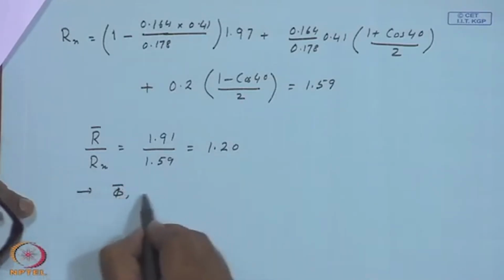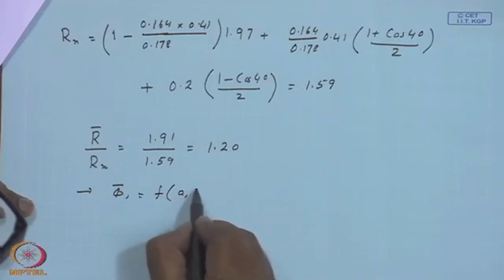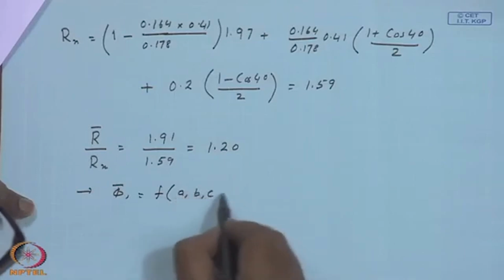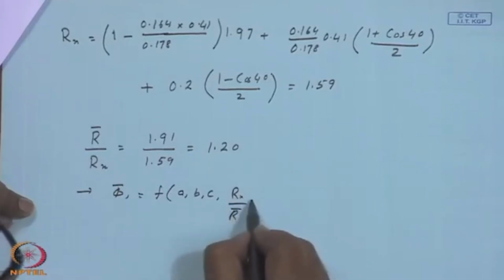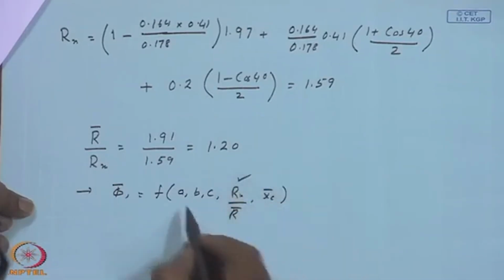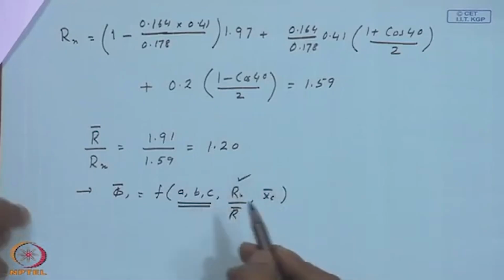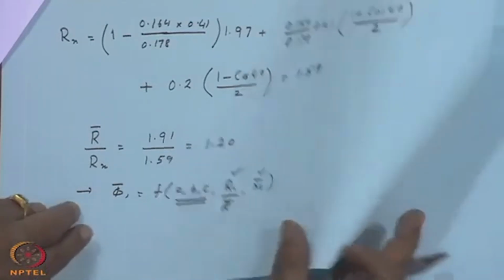In addition to, is a function of course, that A, B, C, and then R n by R bar or R bar by R n, does not matter, and X c bar. So, this we have obtained. This can be calculated straightforward from the clearness indices. Now, the critical radiation.